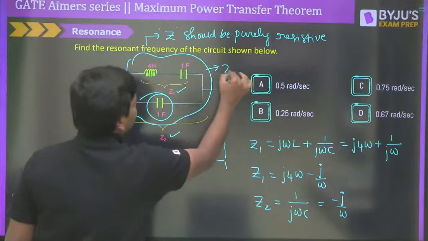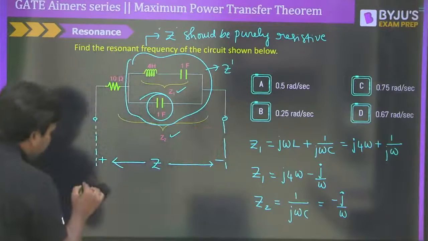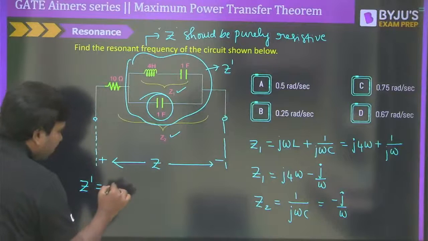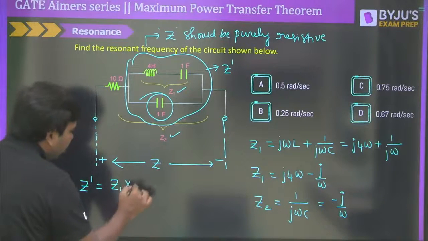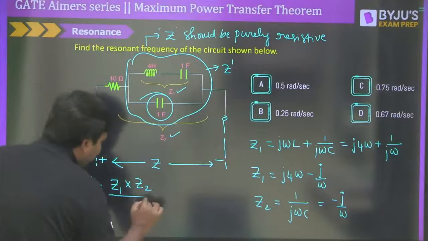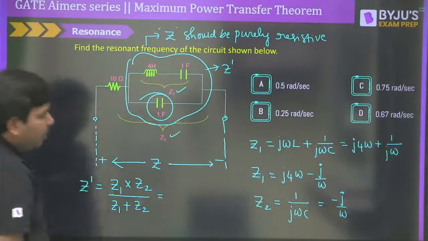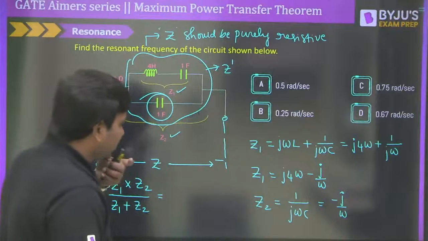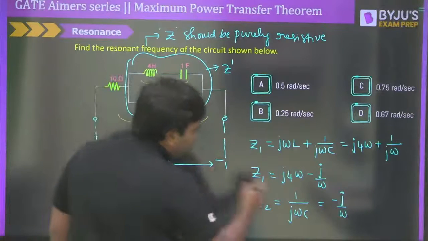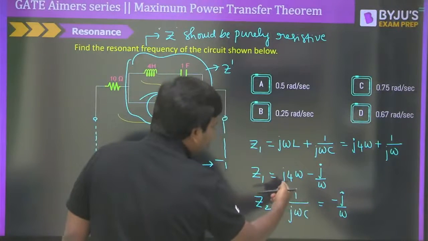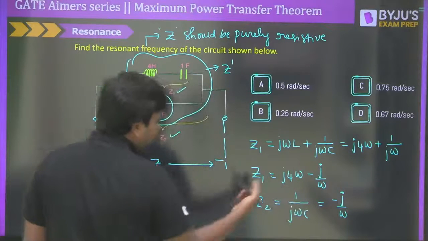Let us call this Z dash, right? So Z dash must be written as equal to Z1 into Z2 divided by Z1 plus Z2. That is, two impedances are in parallel. So multiply Z1 and Z2. It is going to become j square minus 1, so j 4 into omega divided by omega.